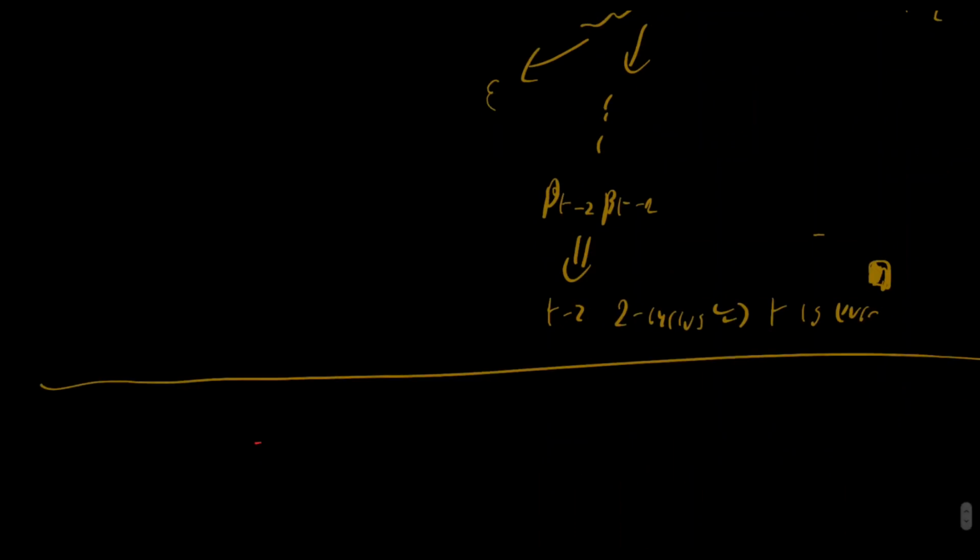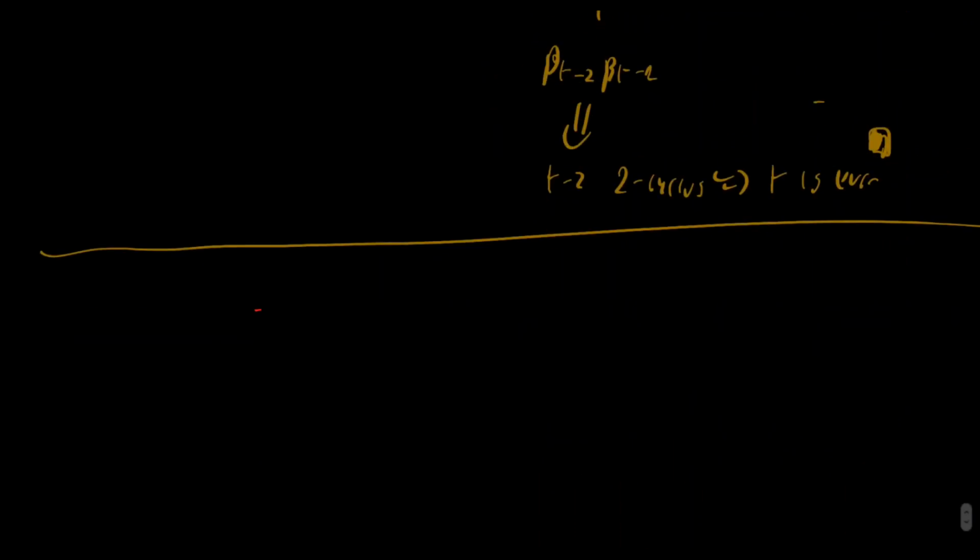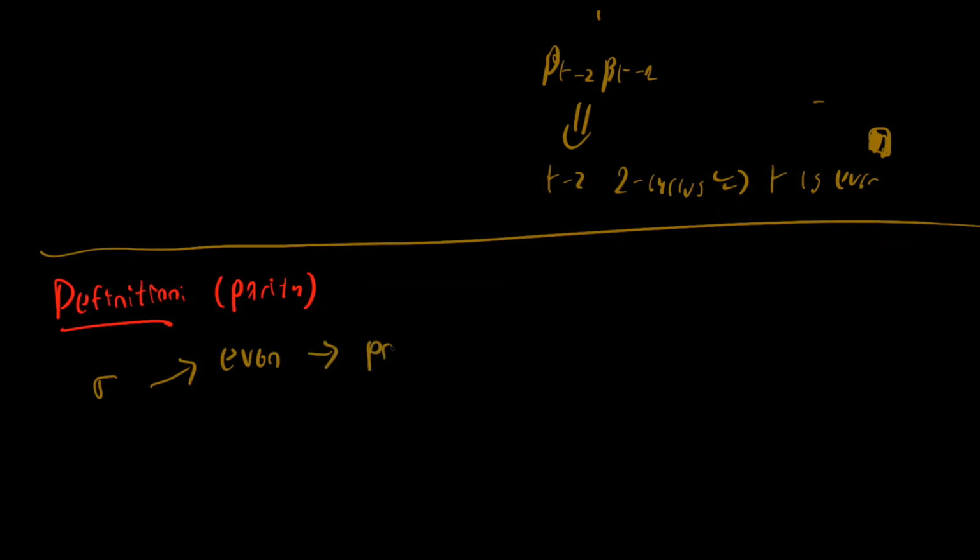So this lemma is very useful for the following definition. Actually, for the theorem that will give the motivation for this definition, which we call the parity of a permutation. We call a permutation sigma an even permutation if it can be written as a product of an even number of two cycles.